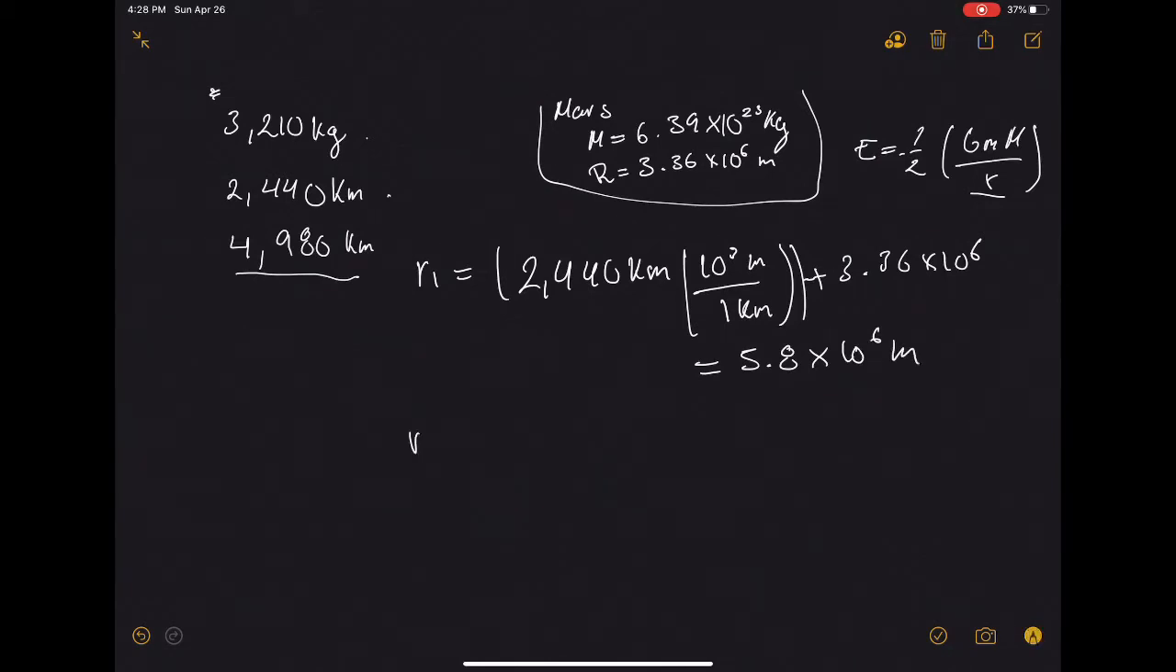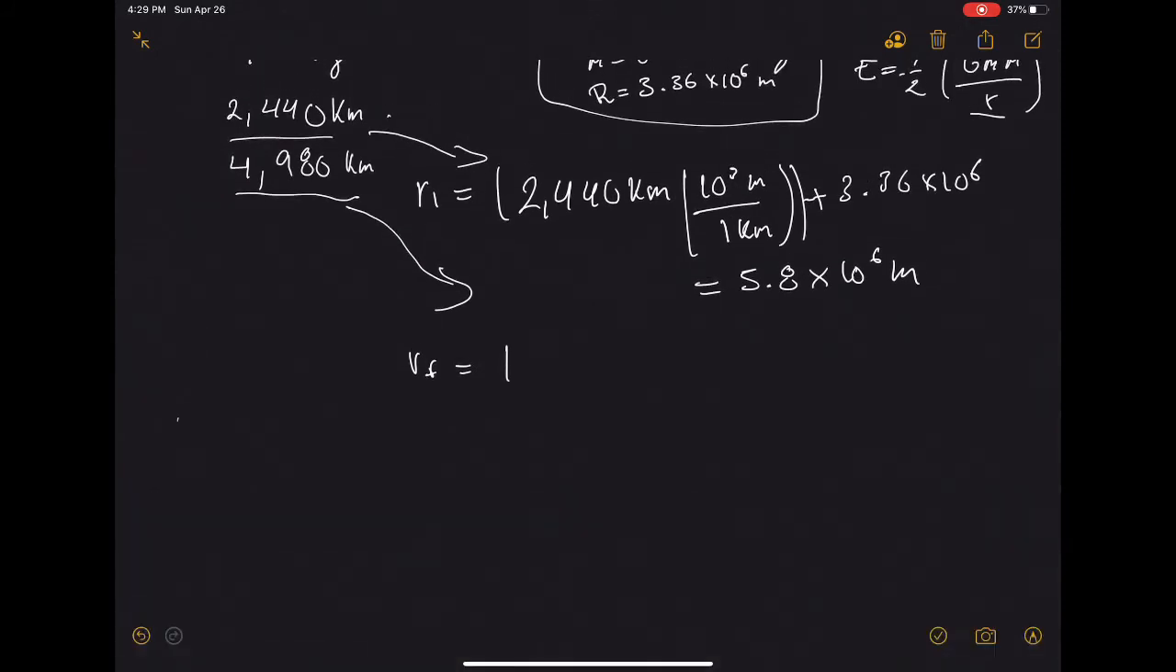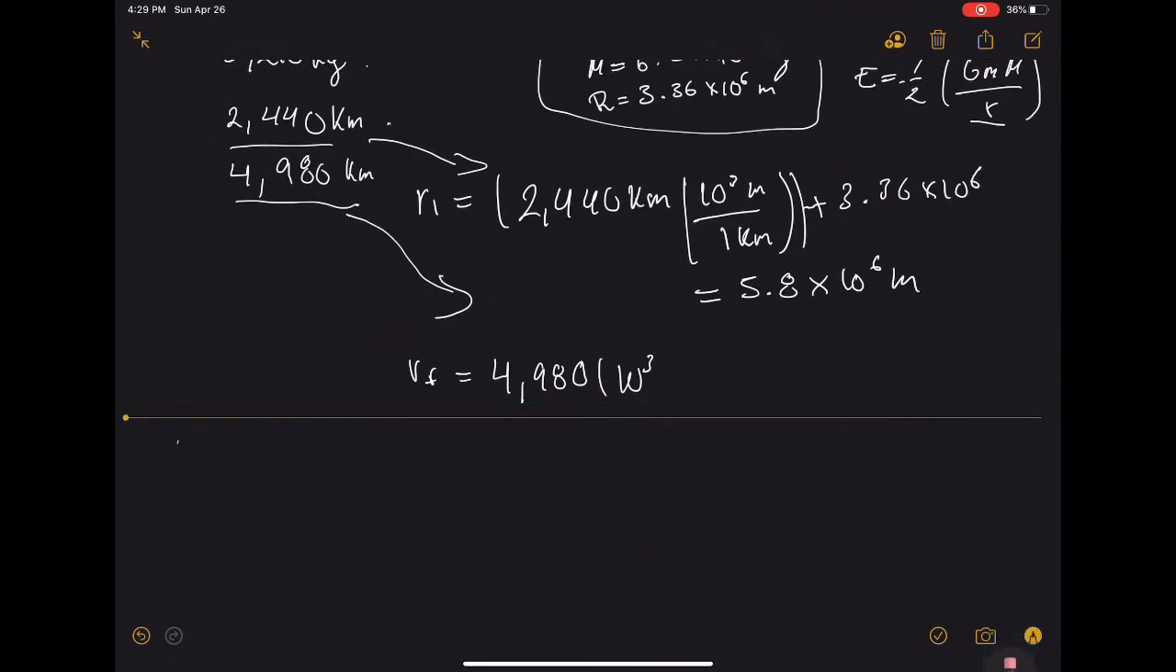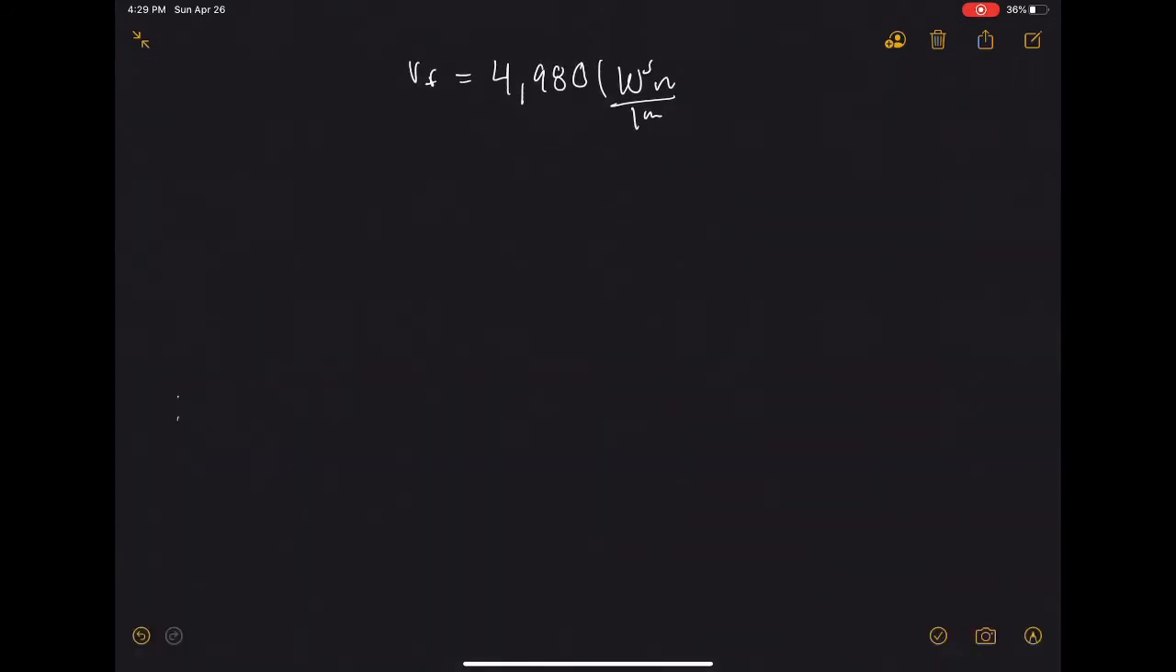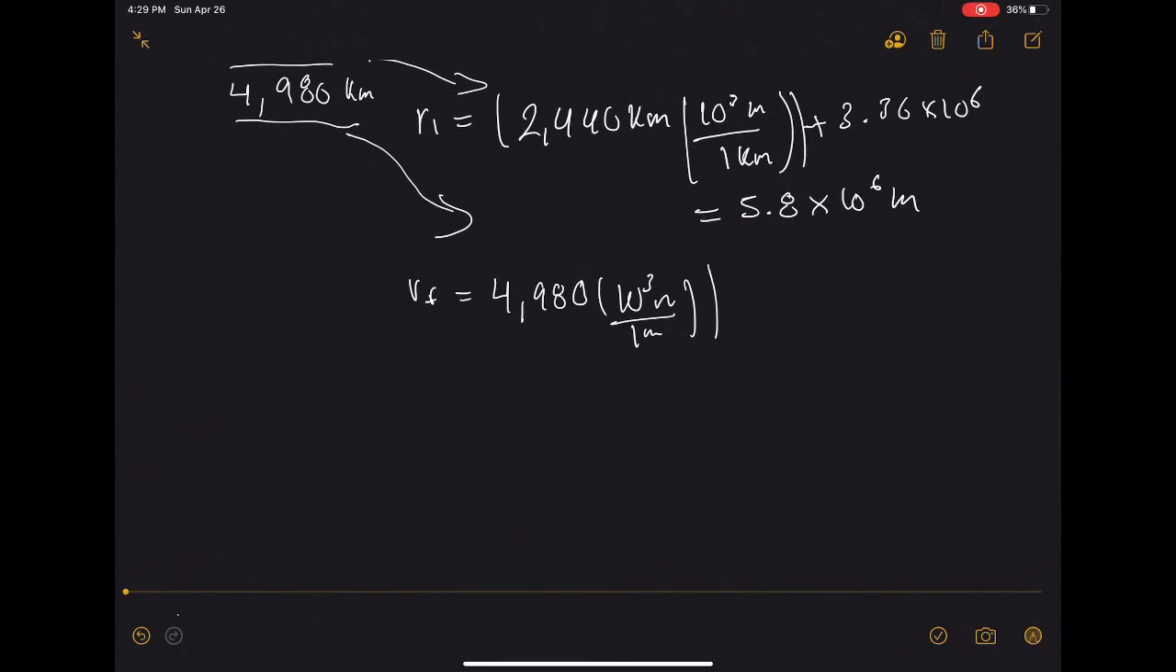Then we need to find the r final. For this one we use the kilometers: 4,980 times 10 to the 3 meters over 1 kilometer, plus the radius of Mars, 3.36 times 10 to the 6, and that's gonna give us 8.34 times 10 to the 6 meters.